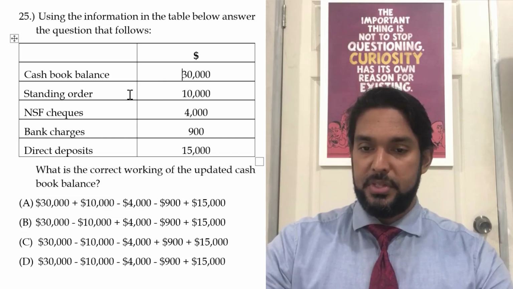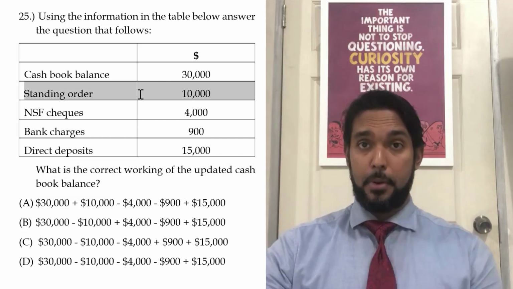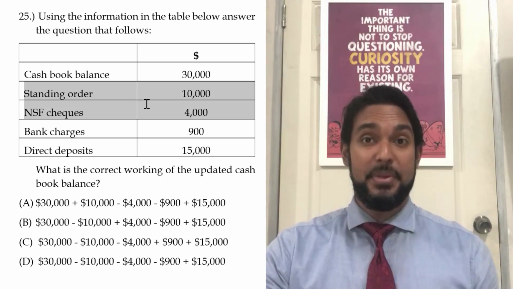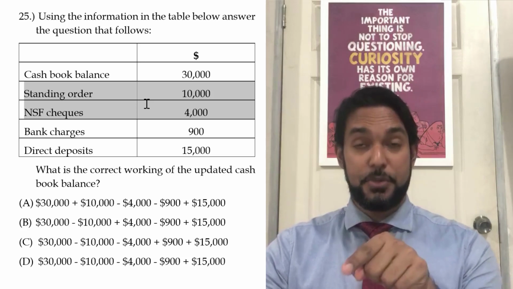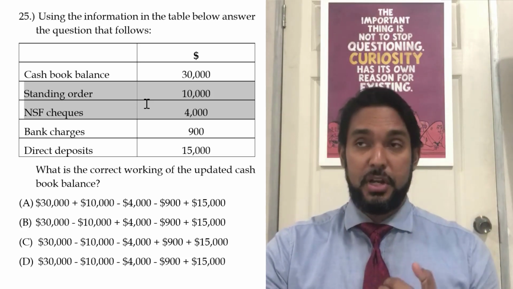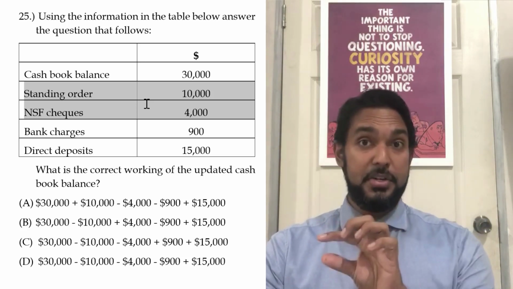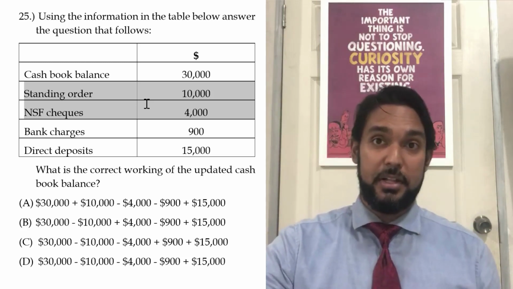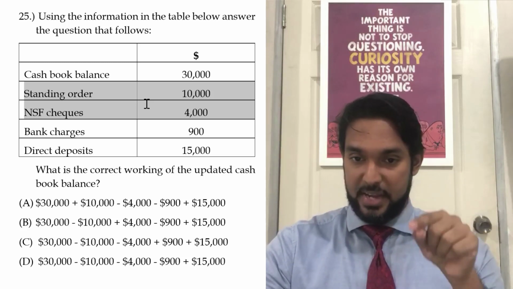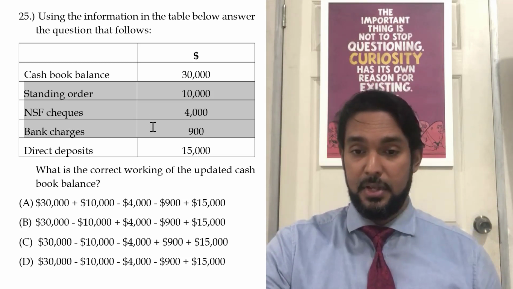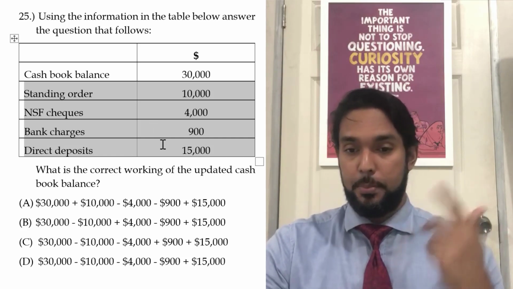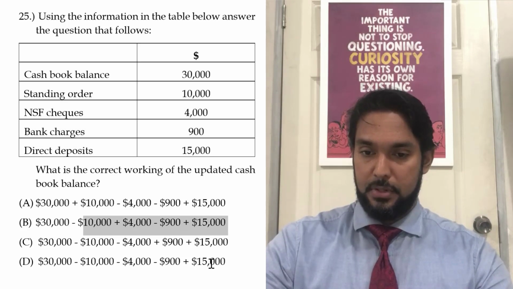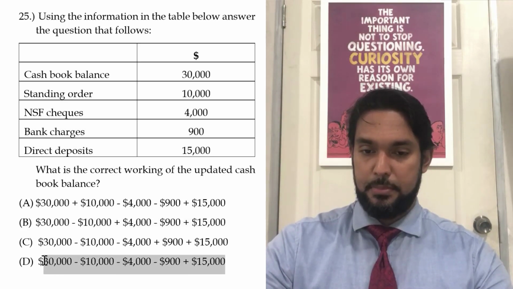Standing orders are automatic payments from our accounts, so we have to subtract that. NSF checks are checks the bank returned because they weren't able to get the money. So we actually have to subtract NSF checks, because when we got the check, we would have put it on the debit side to show an increase, but we didn't actually get the money. So we have to undo the debit, and to undo the debit, you have to credit, which means minus. So we have minus, minus, bank charges is also a minus, and direct deposits is an addition. So minus, minus, minus, plus. There you go, minus minus minus plus.